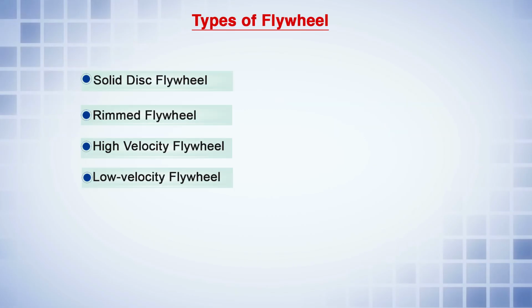Let us discuss the different types of flywheel. On the basis of construction, we have two types of flywheel: the first is known as the solid disc flywheel, and the second is known as the rimmed flywheel. Similarly, on the basis of velocity, we have two types: the high velocity flywheel and the low velocity flywheel. So the flywheel is used in EV application to store energy whenever acceleration comes into the picture.